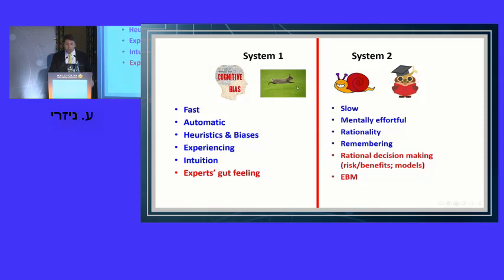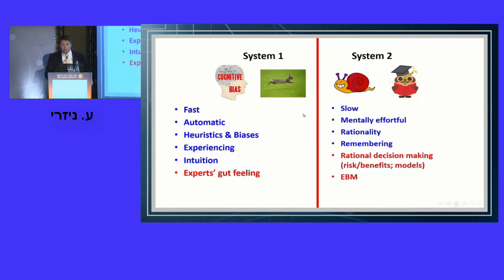And as Nahum mentioned, maybe it had some evolutionary advantage. But in current life, it gives you all the heuristics and biases. And the intuition is part of this system, which can also not be trusted too much. And System 2 is actually the system that you should rely on.